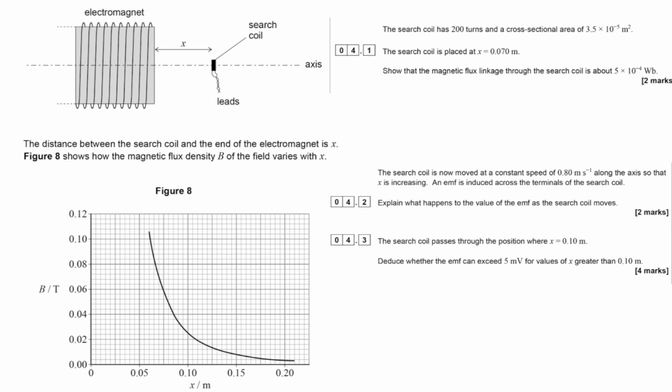We're then told that the search coil is moved at constant speed along the x-axis away from the electromagnet. Now that must be very hard to do, nevertheless they find a way to do it. And you can probably see in 4.2 that the size of the EMF induced is going to drop off because B is changing, therefore the rate of change of flux, which is what produces the EMF, is going to decrease. At 4.3, now this is a difficult one.